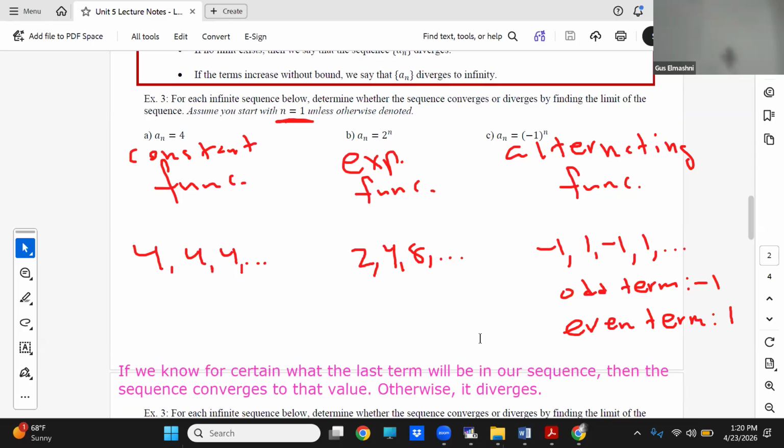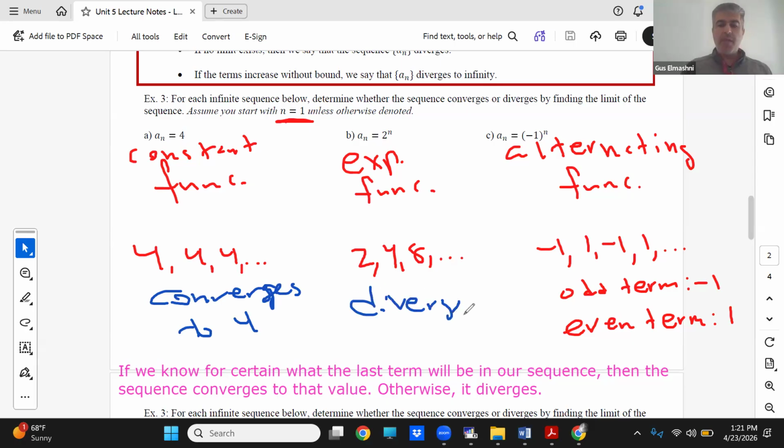So for a sub n equals 4, it goes on forever. Do I know what the last term is? I do. What is it? 4. So it converges. So 100% I know that, right? That converges. Now here, 2 to the n. Do I know what that converges to? Nope. This diverges. And it diverges to infinity.